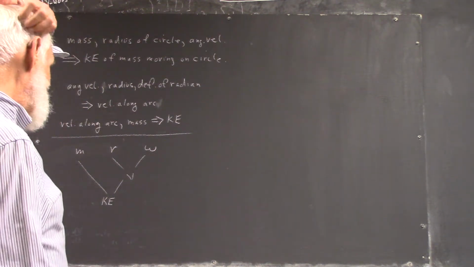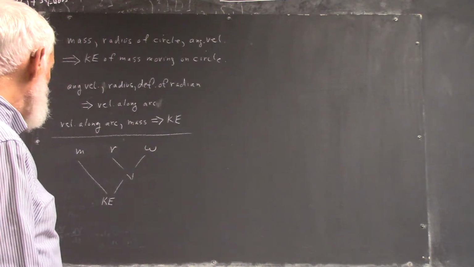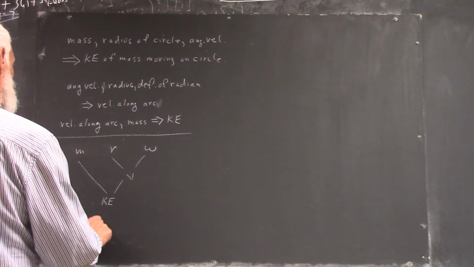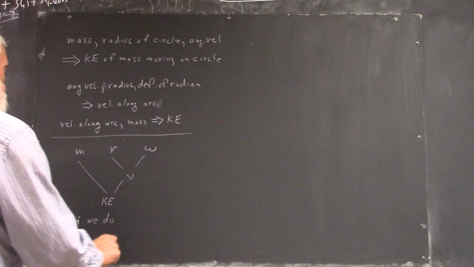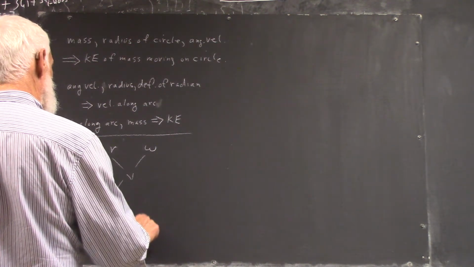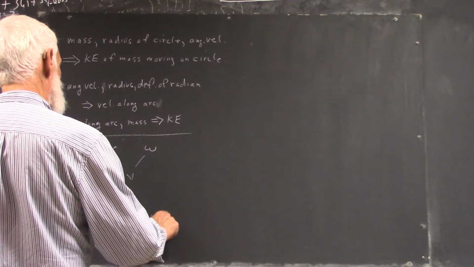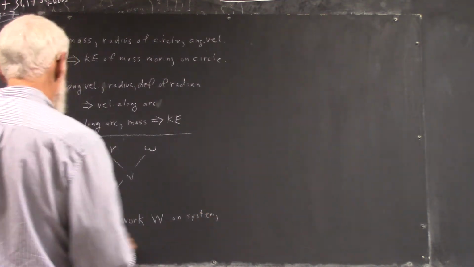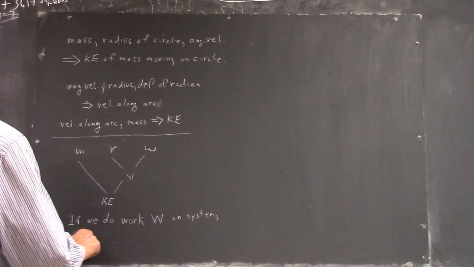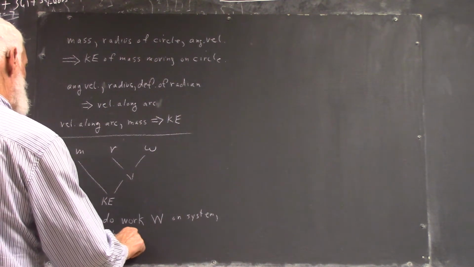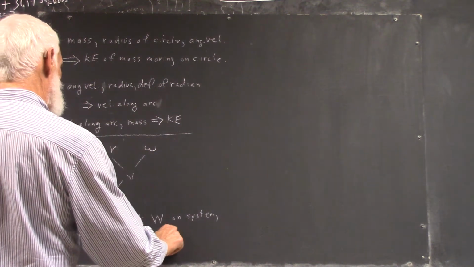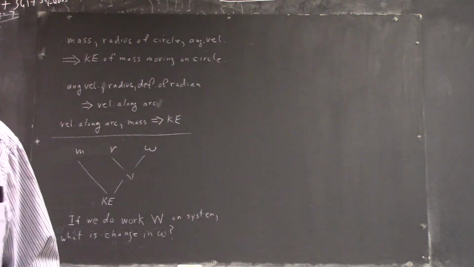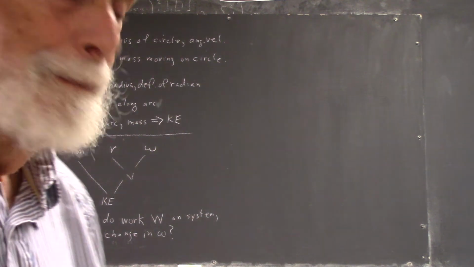Now my question is, if we do work W on this system, what's the change in omega? What's the change in your angular velocity, from concepts?